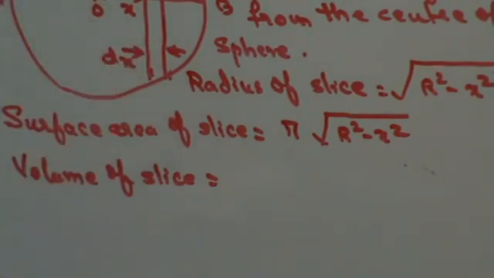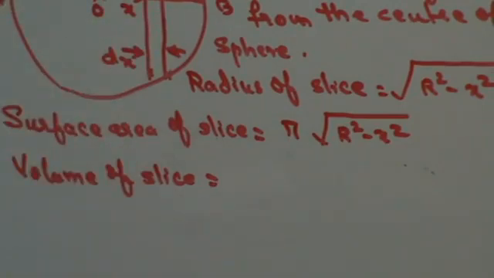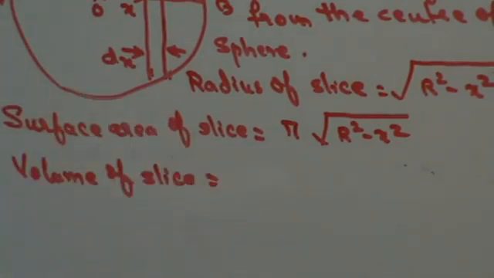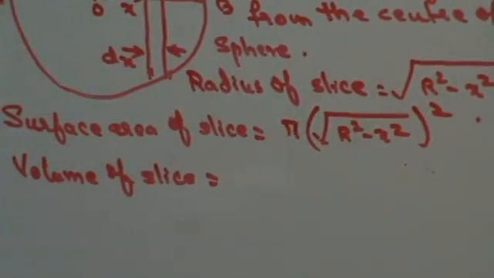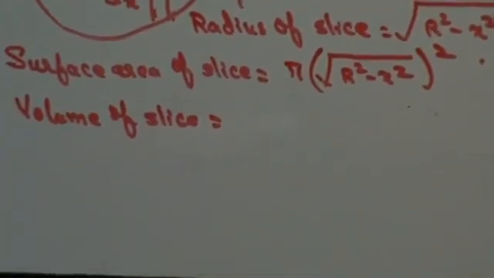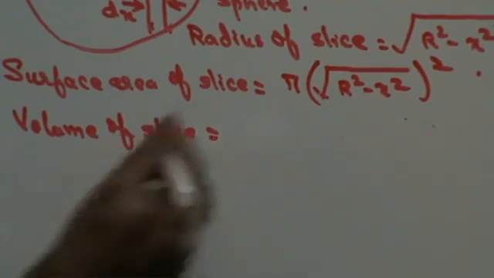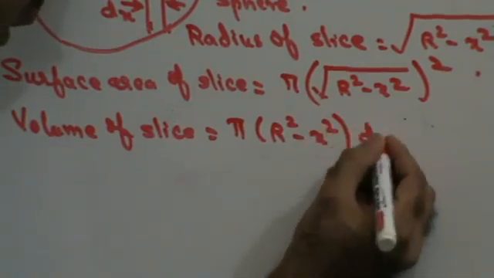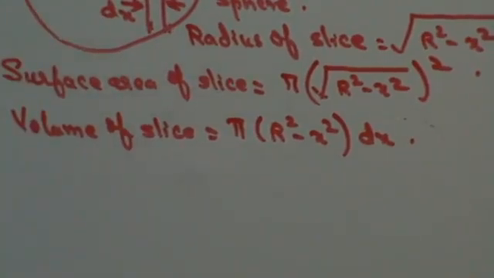If I'm looking at the slice from a top view, what do I see? A circle. And what's the area of a circle? Pi r square. Okay. Now volume of the slice. Volume of the slice is nothing but area into the height. So area we found out is pi times r square minus x square, into height. That is going to be my dx. We said that the thickness of the slice is dx.